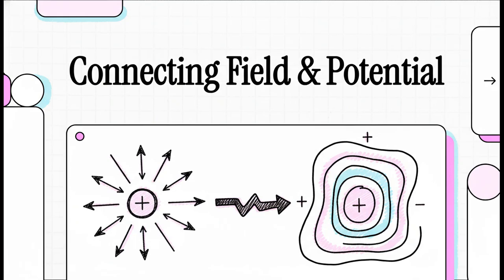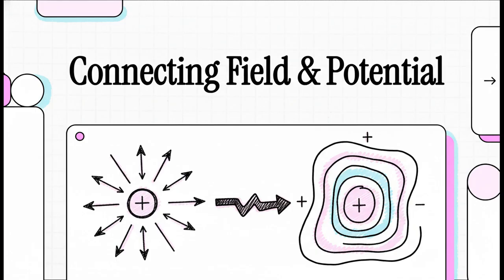Have you ever seen one of those topographical maps? You know, the ones with all the curvy lines. Those lines don't just tell you how high the ground is, they also show you how steep the hills are. Well, it turns out, in the world of electricity, we have something almost exactly like that.